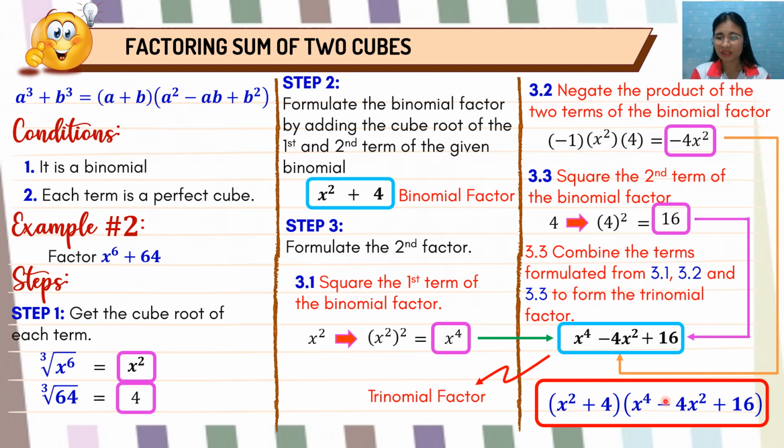Now, the trinomial factor may look factorable, but when you are getting the factor of the sum of two cubes, the resulting trinomial expression cannot be factored anymore. So that is already a prime expression.